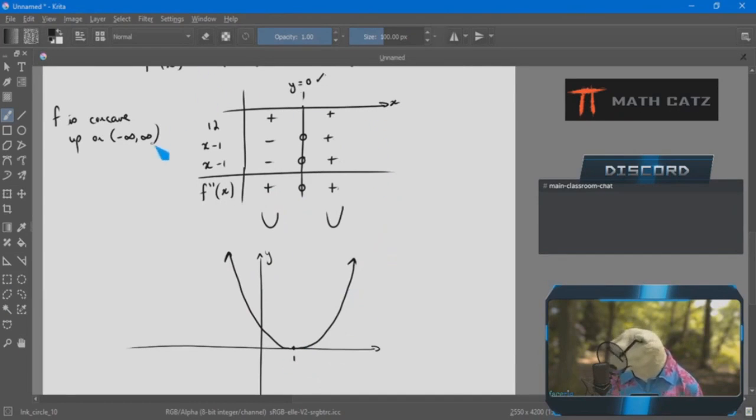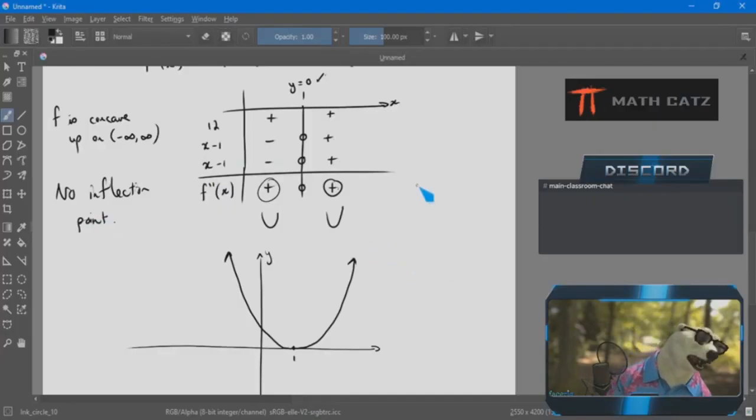So I need that for it to be an inflection point. I need the bend to actually change. So there is no inflection point. It has no inflection point. Okay.